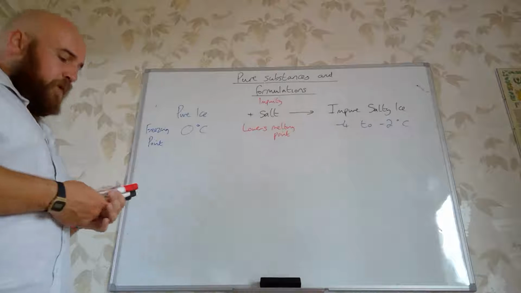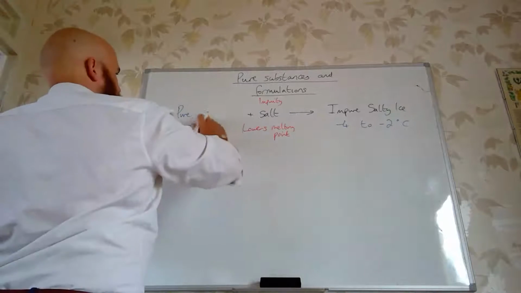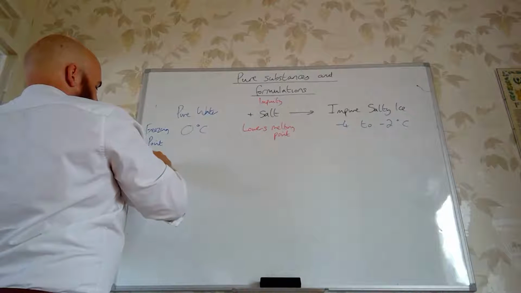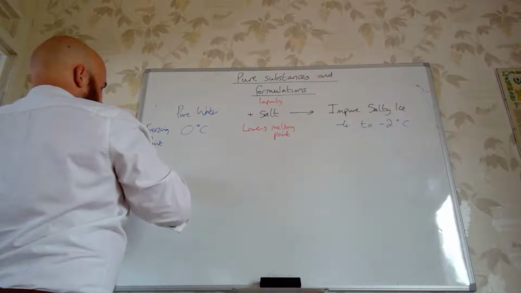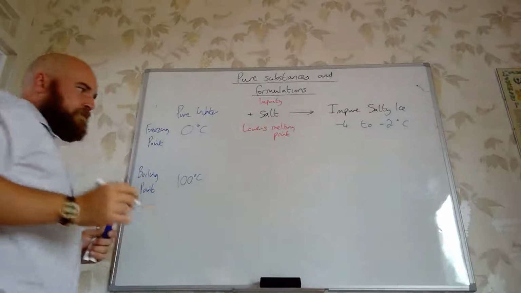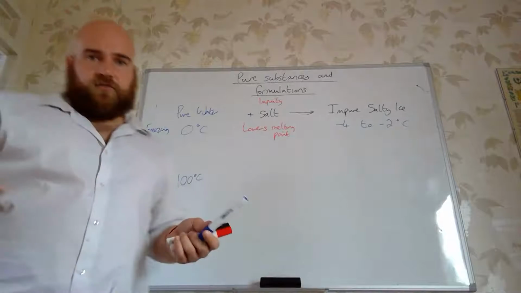But what do they do to boiling points? Well, we'll call it ice by its proper name, water. Let's look at the boiling point. The boiling point of pure water is 100 degrees Celsius. Yeah. Now, I'm going to add salt to water.